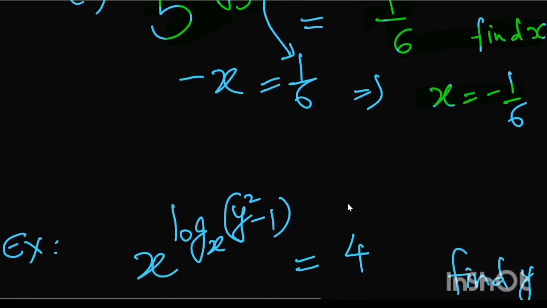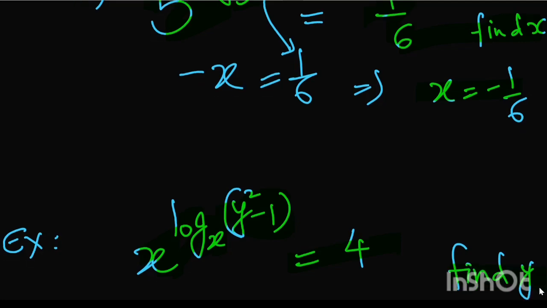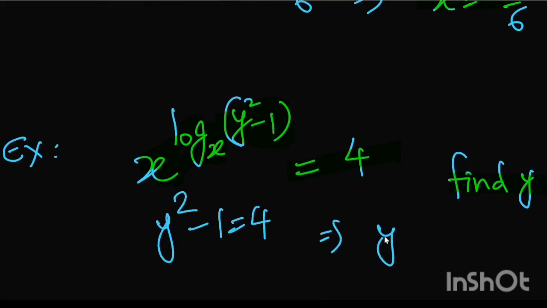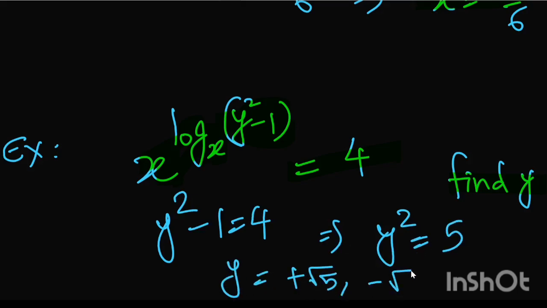Now in this example, x to the power log base x of y square minus 1, the argument, is 4. What is the value of y? So directly using the property, this left hand side is nothing but y square minus 1 equals 4. So y square is equal to 5. So y is equal to plus root 5 or minus root 5.